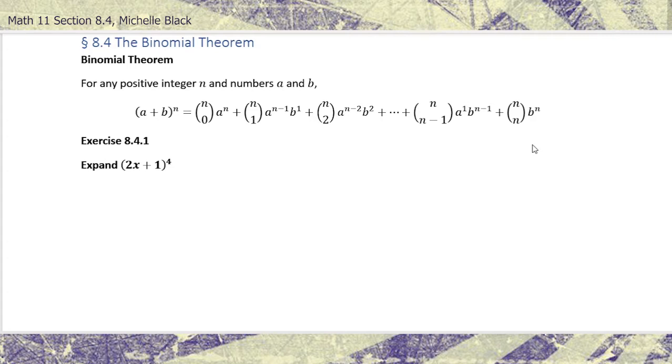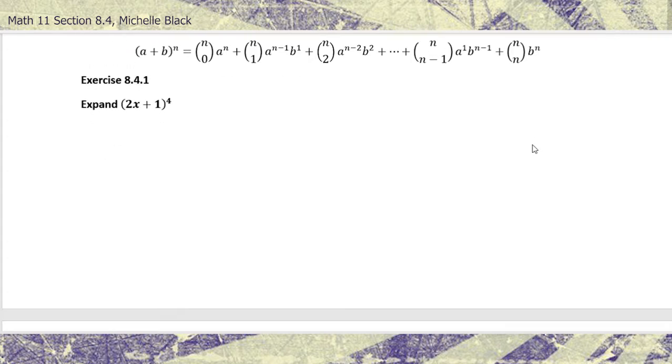Now that looks a little bit confusing with all these letters. Let's try it with some actual numerical terms. Exercise 1, we want to expand (2x + 1) to power 4. Okay, well, using the binomial theorem here, our a is 2x.